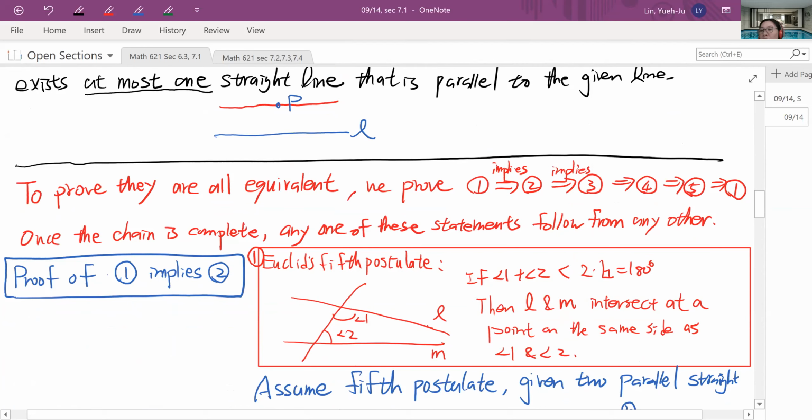So the strategy here is we're going to prove statement 1 implies 2, and we prove 2 implies 3, 3 implies 4, 4 implies 1, and then we need to close the loop. We can close the chain. Essentially, eventually we need to prove 5 implies 1. After we do this, how many? 1, 2, 3, 4, 5. So essentially, you need to prove 5 things, right? After we close up this chain, then we can claim that any one of these statements will follow from another.